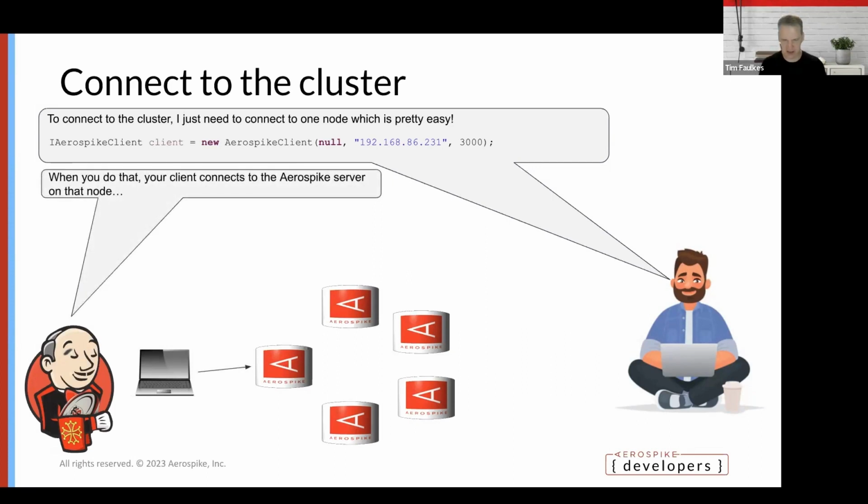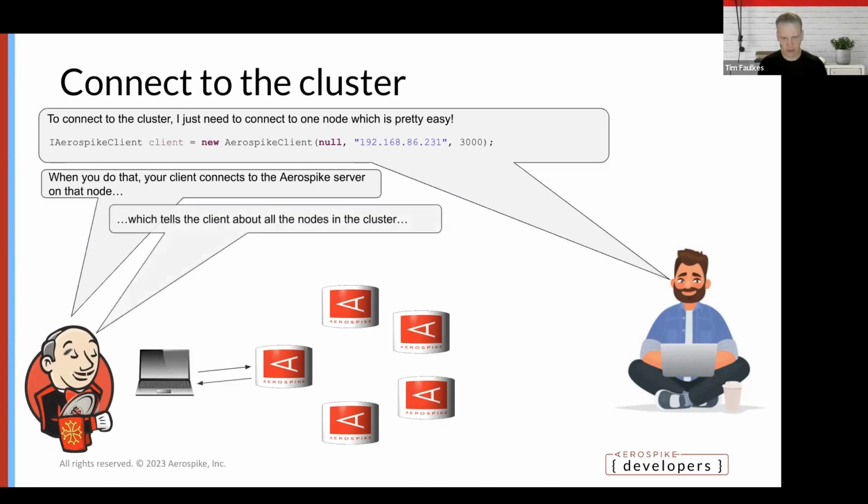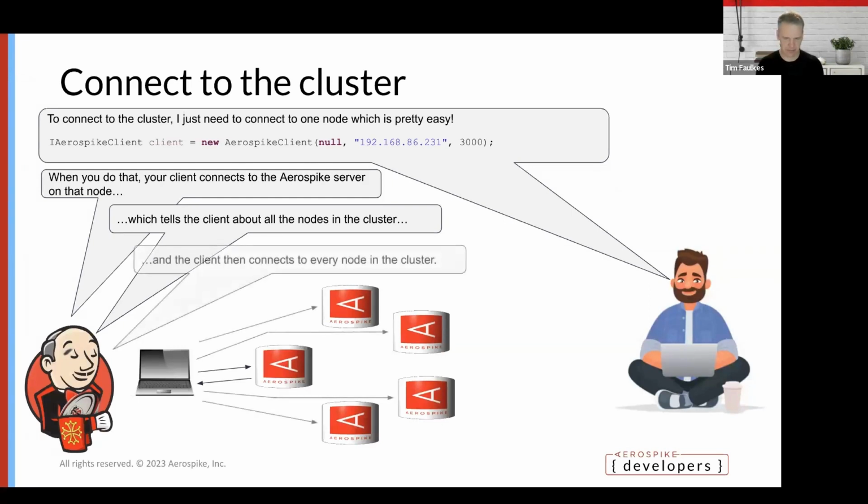Now, what happens then is that my client will go and talk to that one node in my cluster. So it's going to go to a single node. But I've got 5 nodes in my cluster. So that one node is going to tell the client about all the nodes in the cluster. It's going to tell it about all the other nodes that it doesn't know about. So I'll end up with the client knowing about 5 nodes.